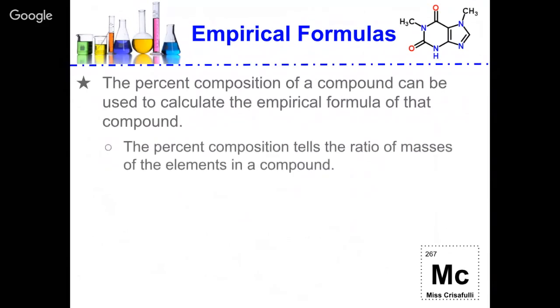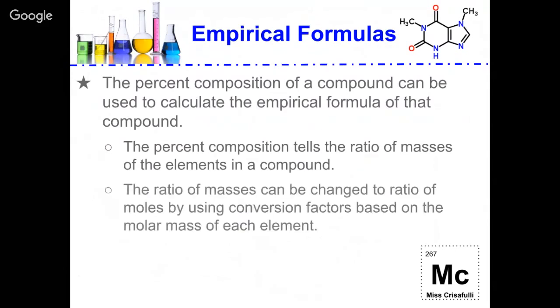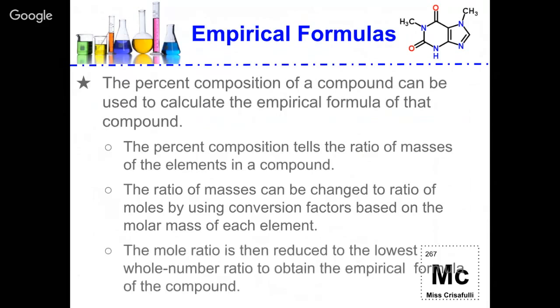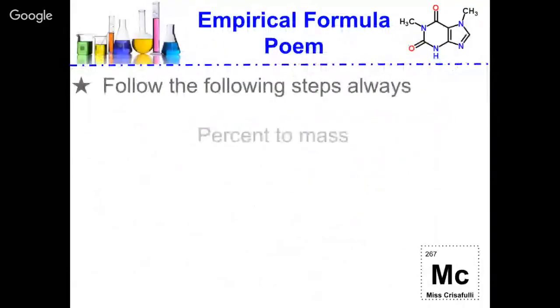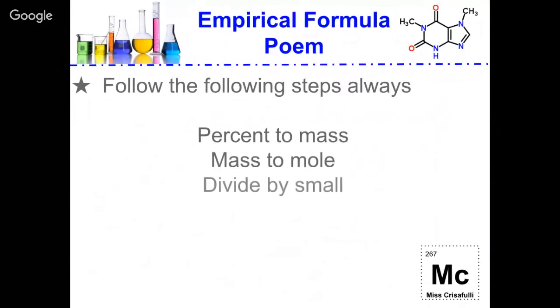The percent composition is going to tell us the ratio of masses of the element in a compound. Then we're going to change those ratio masses into a ratio of moles by using the molar mass of each element. Then we're going to reduce that mole ratio to the least whole number to obtain the empirical formula of the compound. In other words, memorize this. You're going to go from percent to mass, mass to mole, divide by small, and multiply until whole.